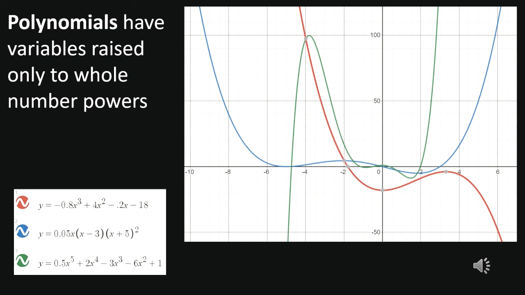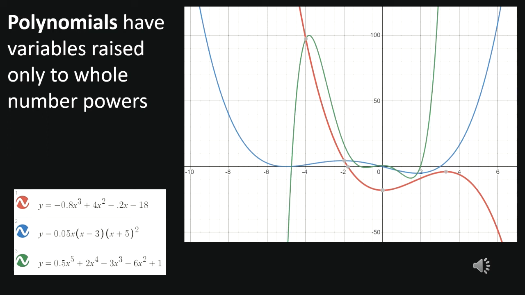Now, that quartic is not in standard form. It's in factored form. I can tell it's a quartic, though, because if I take those factors, x, x minus 3, and x plus 5 squared, and you add the powers on the factors, you'll get 4. So x is raised to the first power, x minus 3 is raised to the first power, x plus 5 is squared, so 1 plus 1 plus 2 is 4. And if I took the time to multiply out those factors and I put it in standard form, I would see that the highest power was a 4.